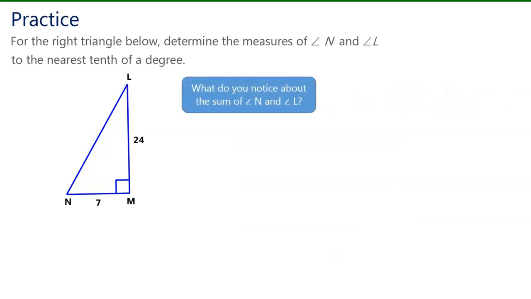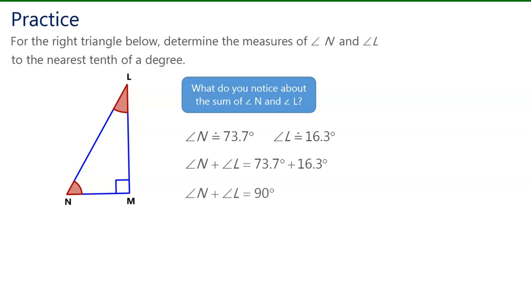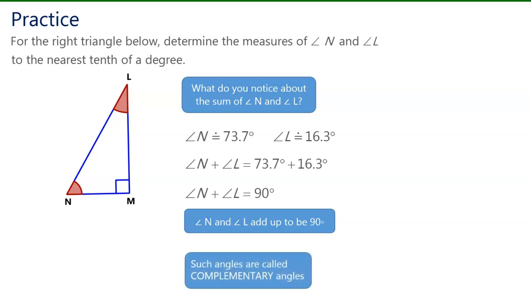What do we notice about the sum of angle N and angle L? Angle N is approximately 73.7 degrees. Angle L is approximately 16.3 degrees. If we add the two angles, angle N and angle L add up to be 90 degrees. Such angles are called complementary angles.